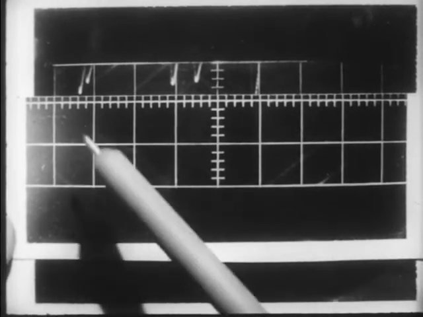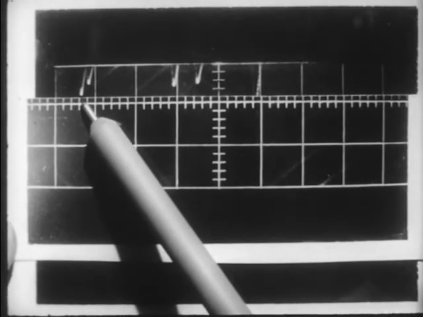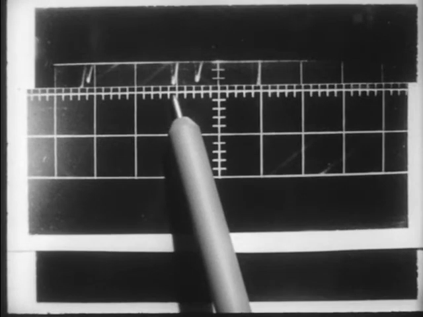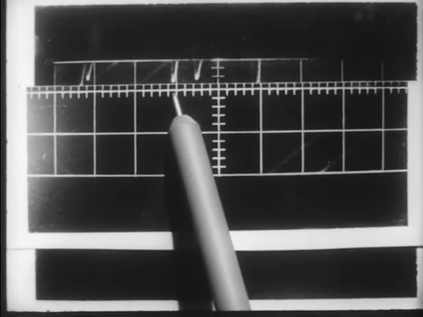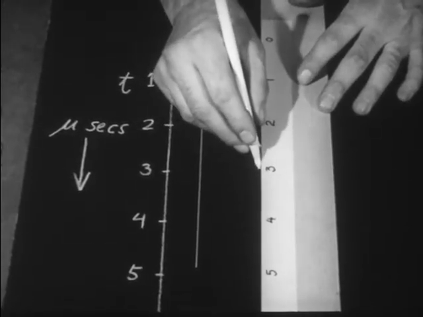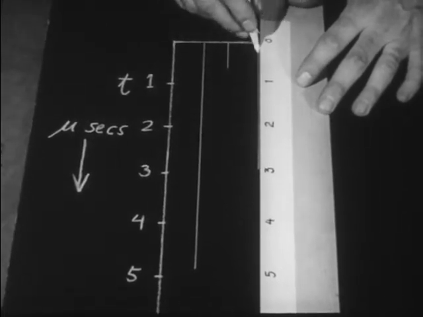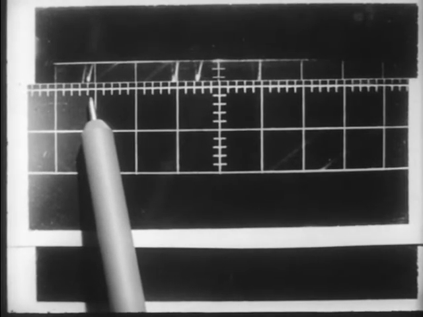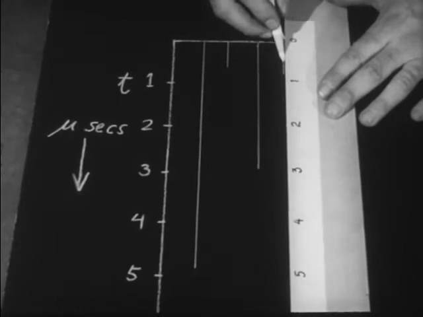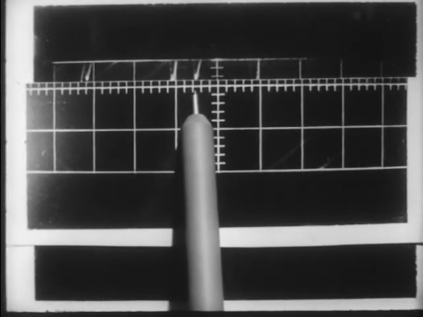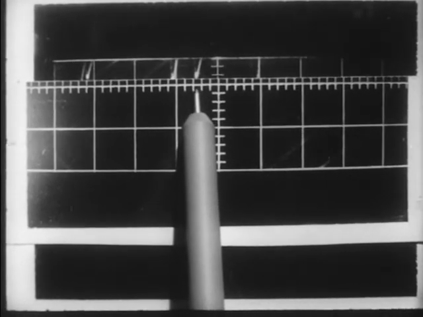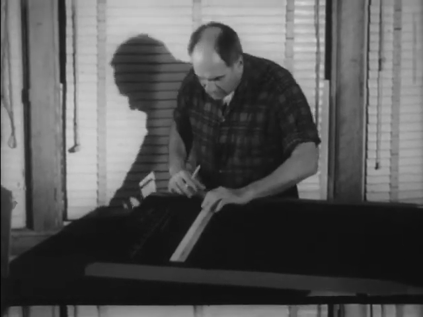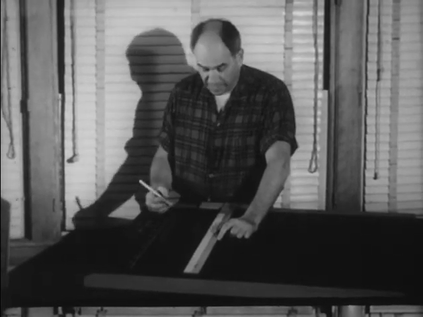Now here's another one. This one only lived for 0.65 microseconds. And this one, 2.90 microseconds. This one, 0.80 microseconds. And the last one, 3.50 microseconds. Okay, here are the lines showing the decay times of these five mesons we got.